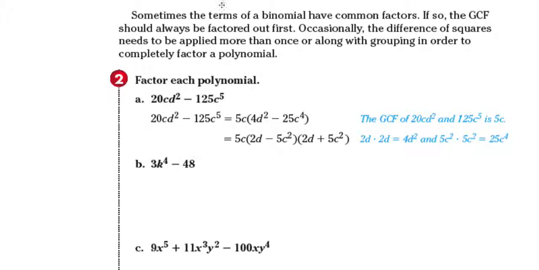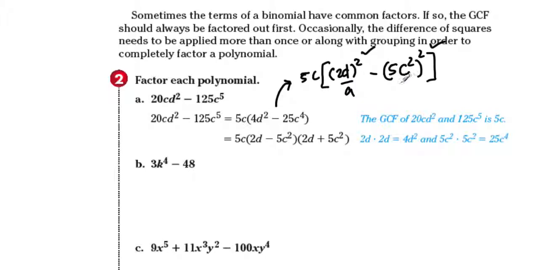So this is 5c times the quantity 2d minus 5c squared, times the quantity 2d plus 5c squared. Okay, because from here, this actually is 5c times 2d squared minus 5c squared squared. Now you have a difference of squares. That's a square, that's a square. This is our a, and this is our b. And that's why you have 5c times 2d minus 5c squared, times 2d plus 5c squared. Okay?